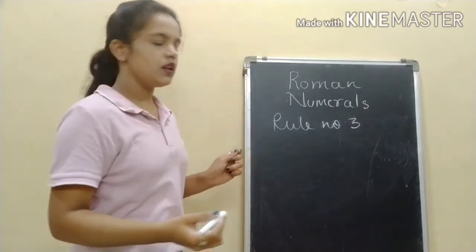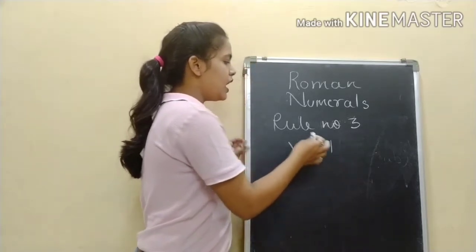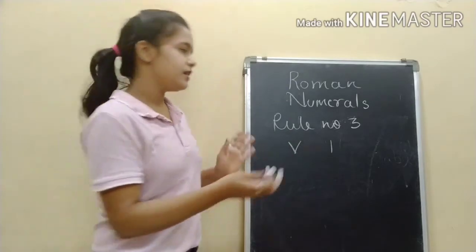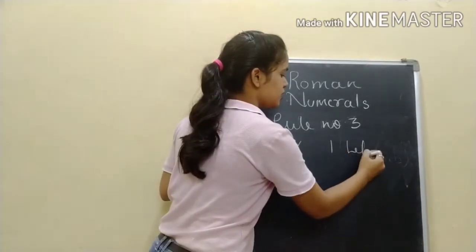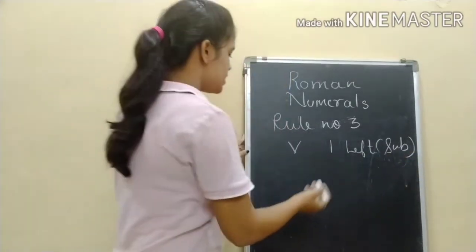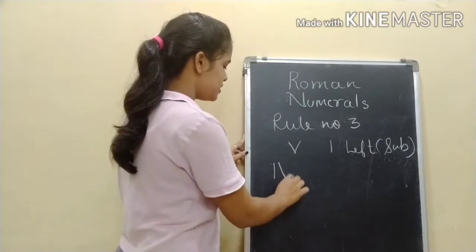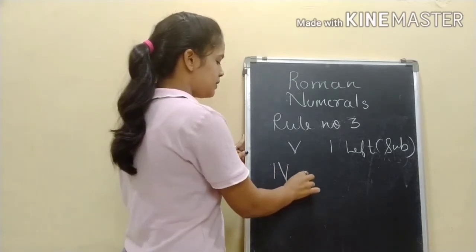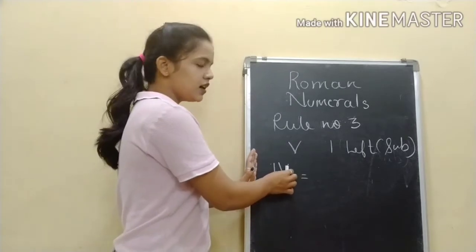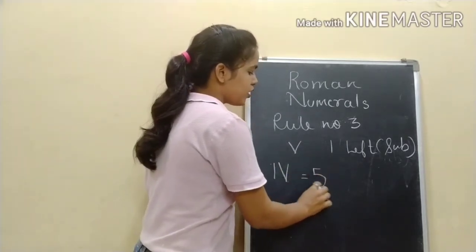It's very simple. The small letters, that is V and I, if they are on the left hand side of the bigger number, then we have to subtract them. That means if they are on the left hand side, then we have to subtract them. Suppose the Roman number given is I and V, that means the smaller number is on the left hand side of a bigger number.